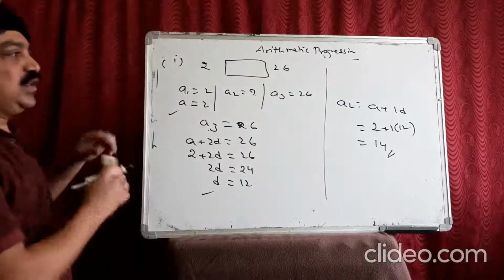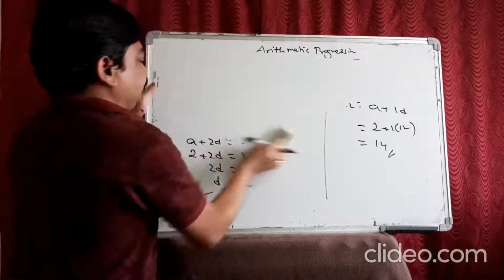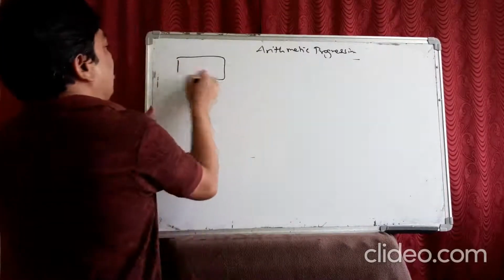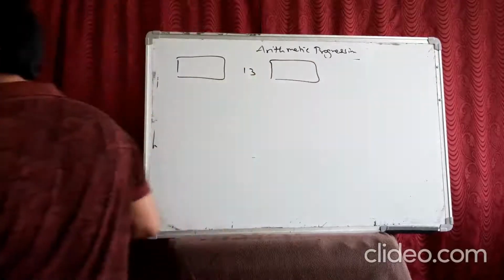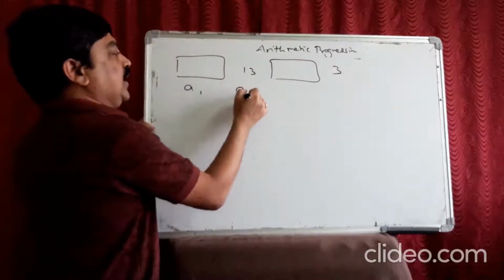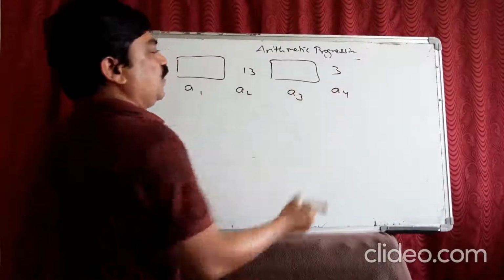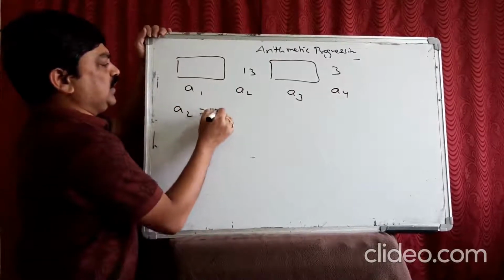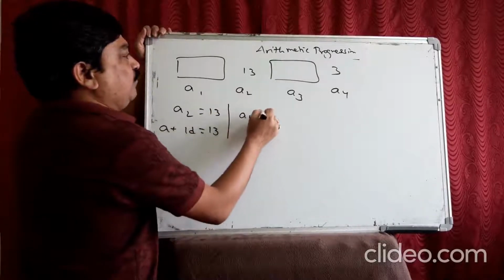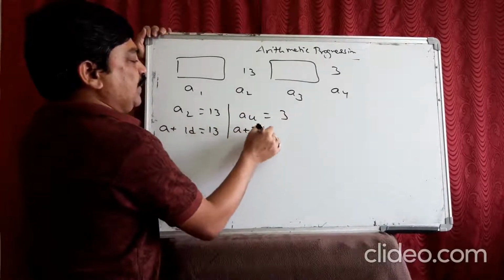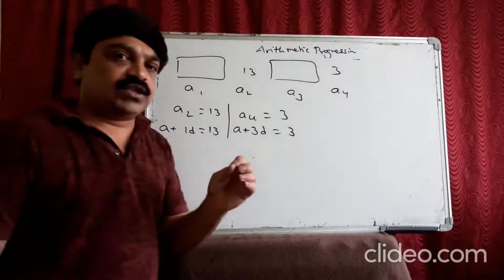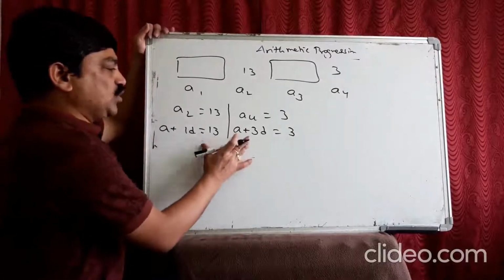Okay. In the next question, they have given 2 boxes: box, 13, box, 3. That means a1 we don't know, a2 we know, a3 we don't know, a4 we know. So a2 is equal to 13. a2 means a plus 1d is equal to 13. a4 is equal to 3. a4 means a plus 3d is equal to 3. Okay. Now your aim should be to find the values of a and d. So we'll find the values by solving these two.